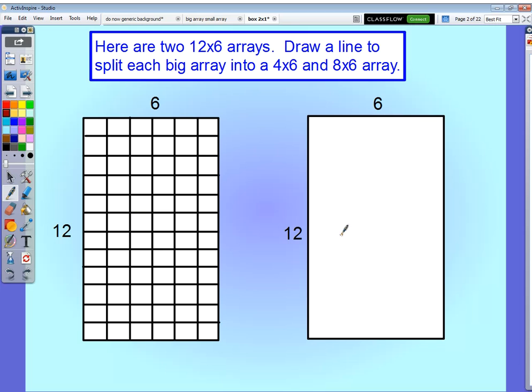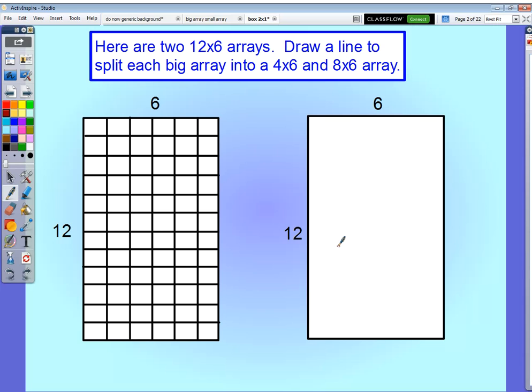Over on the right, we have the same array. I just got lazy. I labeled the number of rows up the left side. There's 12 rows. And I labeled how many in each row. I just didn't draw all the lines in between. That saves us a little bit of time.